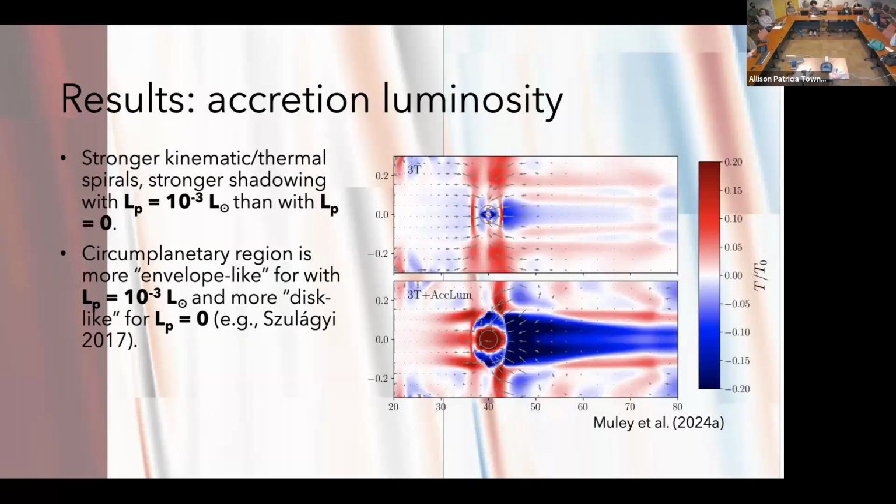Sorry, could you explain what temperature you're showing here? Is this dust temperature or the gas temperature? I think this is gas temperature. Yes. Okay.